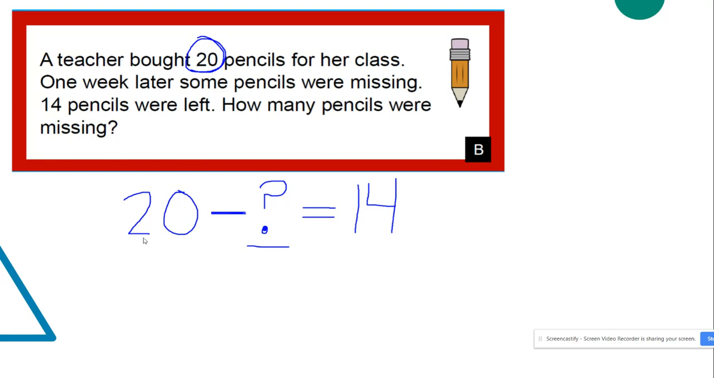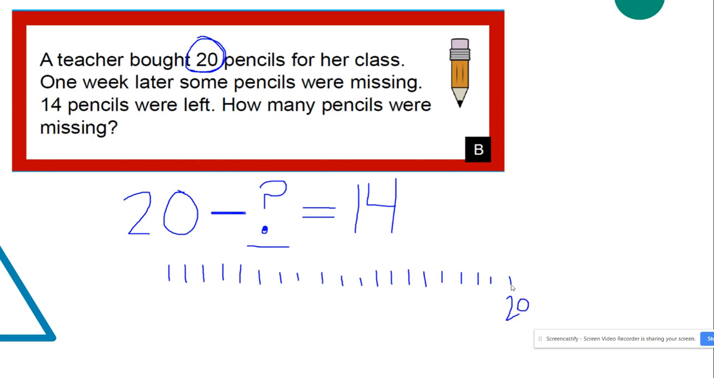All right, so we know we have 20, but we're going to take away from 20 some pencils, and we're going to get to 14. So you have to figure out, well, how many do I need to take away from 20 in order to have 14 left? So you can subtract, you can represent 20. 1, 2, 3, 4, 5, 6, 7, 8, 9, 10, 11, 12, 13, 14, 15, 16, 17, 18, 19, 20. Here's 20. Okay.